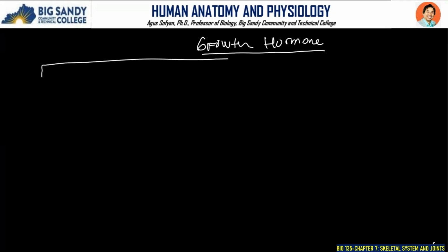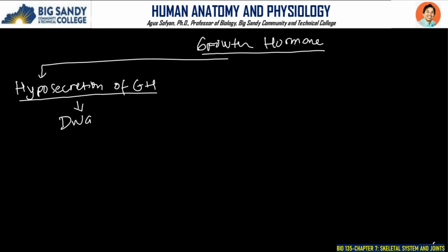Now, what happens with growth hormone? Okay, remember, this is the very important hormone used for growing. What happens if the growth hormone is produced too little? It's called hyposecretion of growth hormone. When it is happening, then the individual becomes very short. It's called dwarfism. Okay, not enough growth hormone causes the individual to become a dwarf.